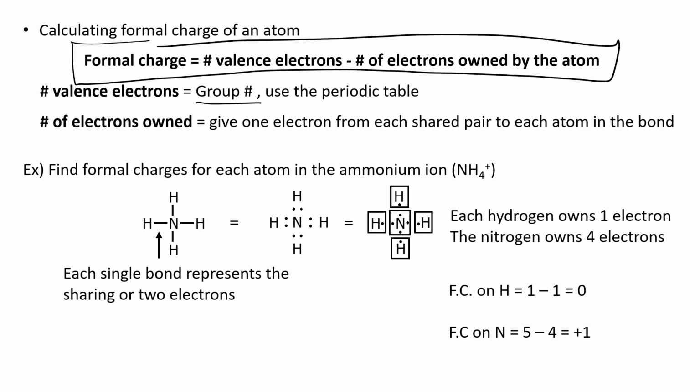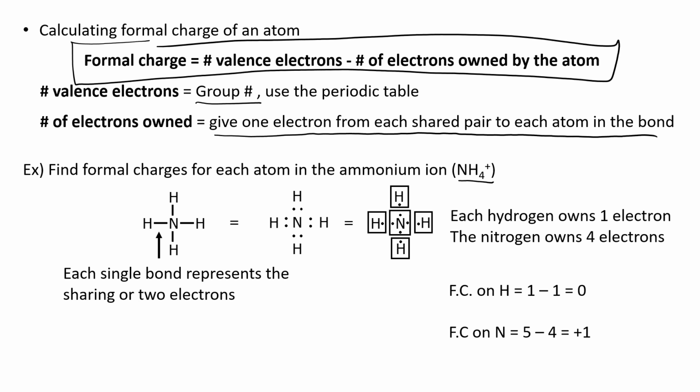So when we determine the number of electrons owned, you're going to give one electron from each shared pair to each atom in the bond. So let's take a look at ammonium, NH4+, and let's calculate the formal charges for each atom. Now, I draw the Lewis structure. Step 1, you can't do formal charges unless you have a correct Lewis structure. You draw your Lewis structure.